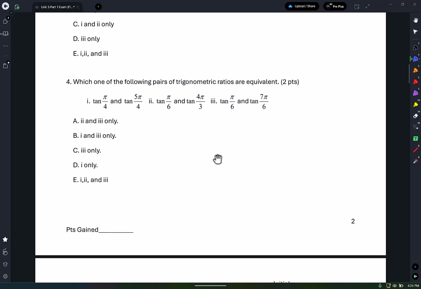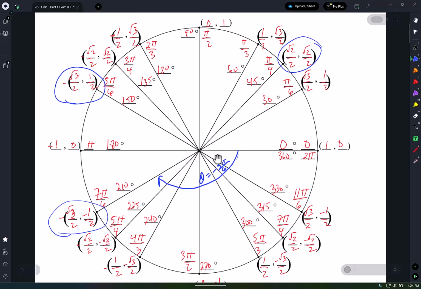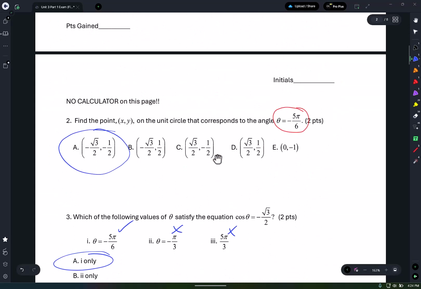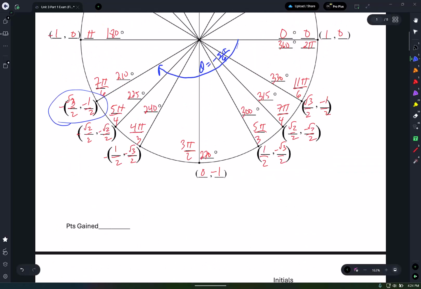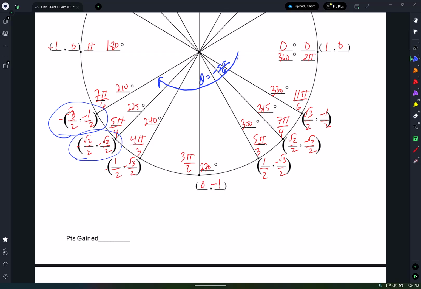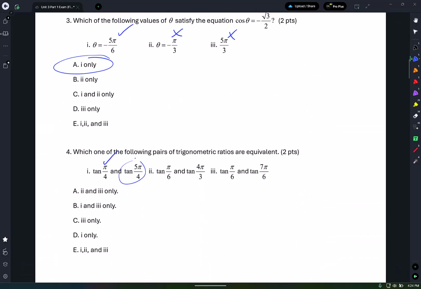Which of the following pairs of trig ratios are equivalent? Well, tan of pi over 4 is 1. See, because both the x and the y are the same. So it says tan of pi over 4, and it says tan of 5 pi over 6. Yep, that's going to be 1 as well, because they're both negative. Negative divided by negative is a positive. So that one works. So I'm going to put check mark, check mark. Pi over 6 and 4 pi over 3. Well, they don't even have the same denominator, so that means the magnitudes are going to be different.